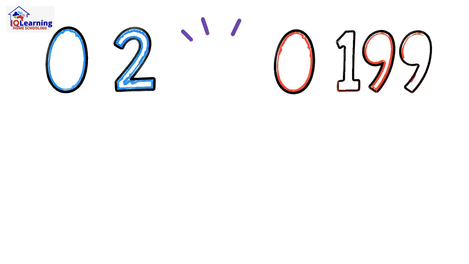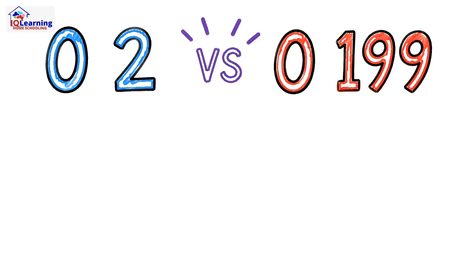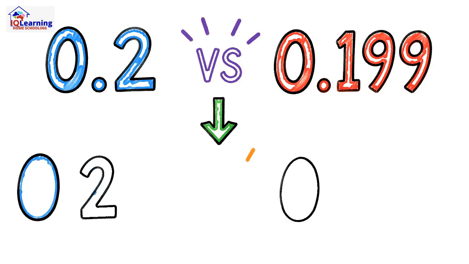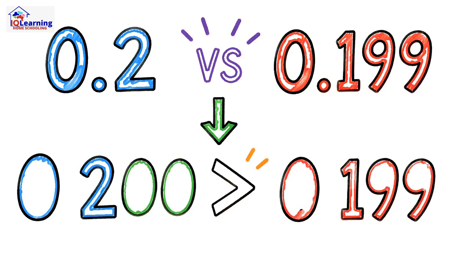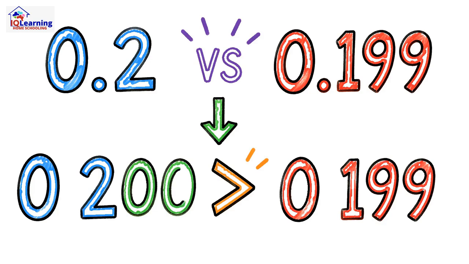Let's return to our puzzle: 0.2 versus 0.199. To make it a fair fight, we give 0.2 the same number of decimal places. We add 2 placeholder zeros, turning it into 0.200. Now which is bigger, 200 thousandths or 199 thousandths? Suddenly, it's obvious. 200 is bigger, so 0.2 is definitively greater than 0.199.